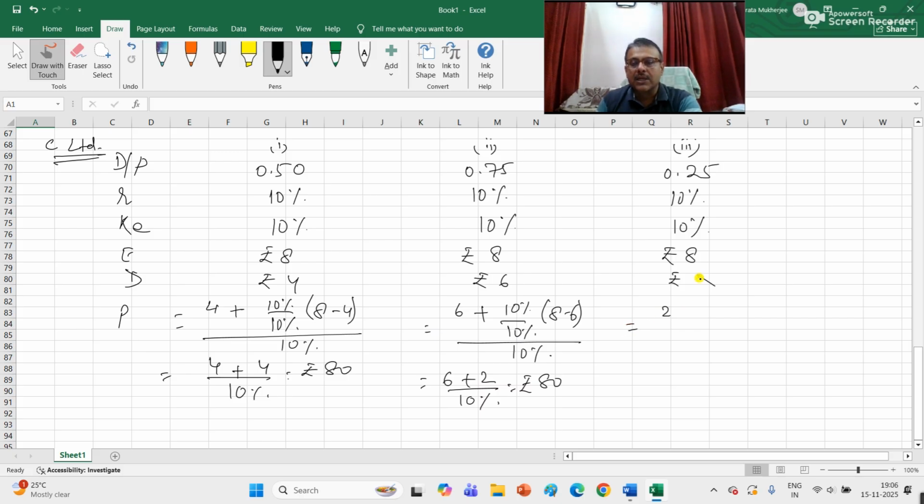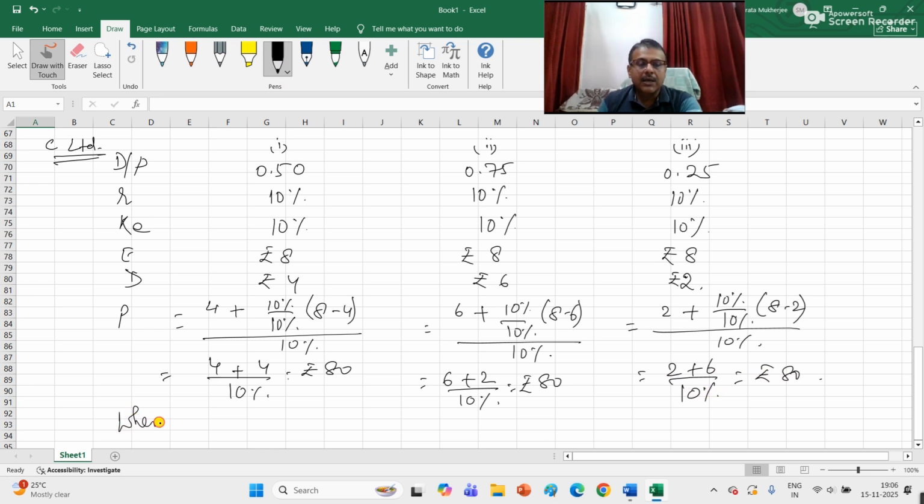And in the third situation, 2 plus 10% by 10%, 8 minus 2 by 10%. So 2 plus 6 by 10% is rupees 80. So when R is equal to KE, then P will be the same in all the situations. And in that case, the dividend per share will not affect the market price per share.